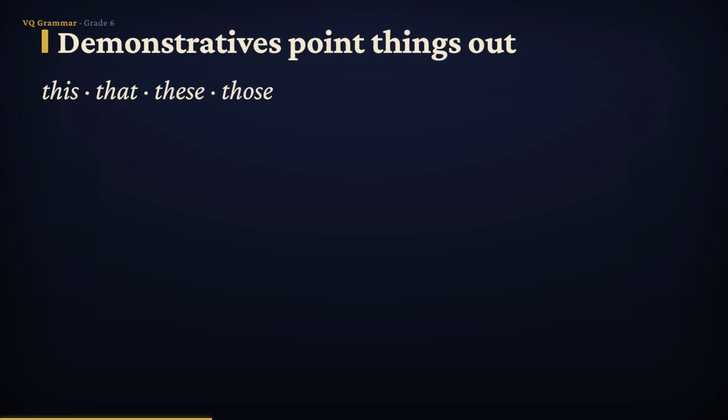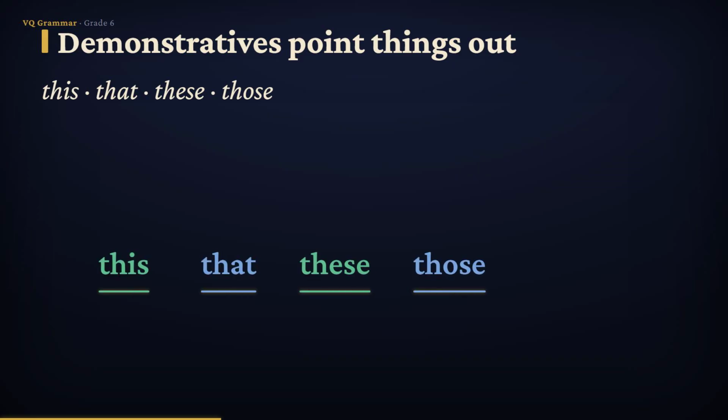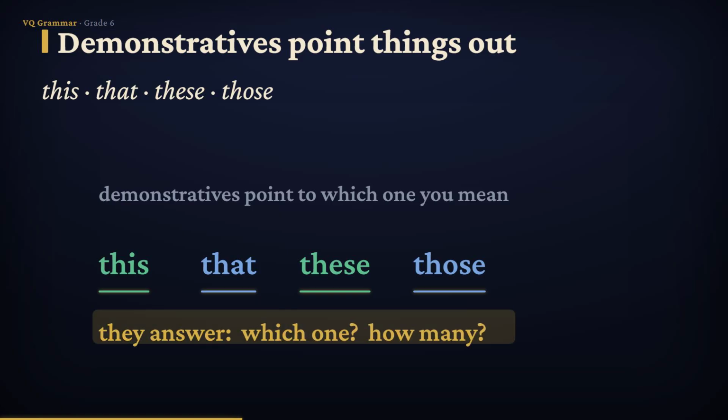Now for our second group, the demonstratives. These are the pointing words: this, that, these, and those. When you use one, you're pointing something out, telling your listener exactly which one you mean. They answer 2 little questions at once: which one and how many. Let's sort them out because there's a neat pattern hiding inside these 4 words.